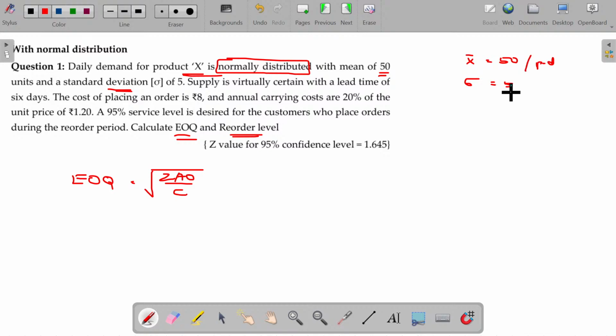50 per day, standard deviation being 5. So every day you consume around 50. The requirement being 50, and with a standard deviation, upside may go up to another 5 and downside also may go up to another 5. So 40 to 60. That's what the standard deviation is about. Supply is virtually certain with a lead time of 6 days. So lead time being 6 days. Usually what you do, lead time consumption 6 into 50.